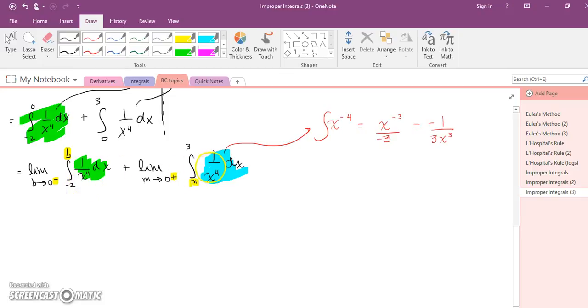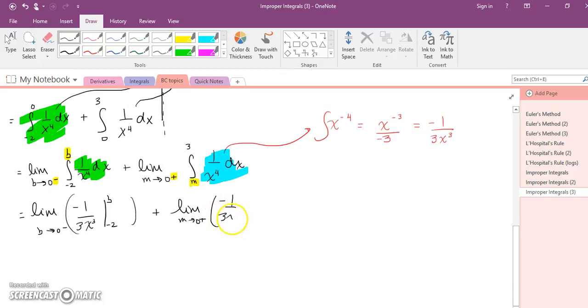I'm going to do an antiderivative. Antiderivative of 1 over x to the 4th. Rewrite it. Add 1 to the power. Divide by the new power. It's -1 over 3x cubed. So now I'm looking at the limit as b goes to 0 from the left of -1 over 3x cubed from -2 to b. That's one of them. And then I'm going to add to it the limit as m goes to 0 from the right. Antiderivative is -1 over 3x cubed from m to 3.